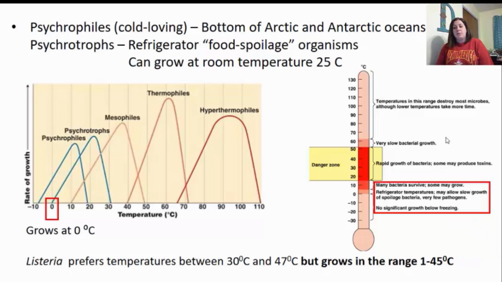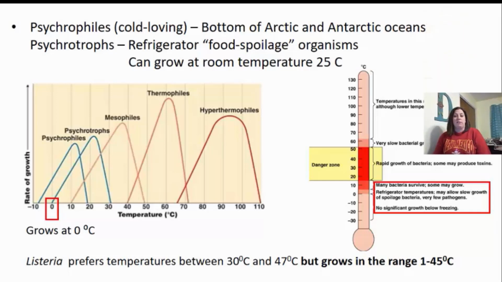The refrigerator temperatures may allow slow growth of spoilage bacteria. Very few pathogens, though, can grow in this range. Listeria is an example here. Listeria prefers temperatures between 30 degrees Celsius and 47 degrees Celsius, but it can grow in a range from 1 degree to 45 degrees. So it has a really large range, even though it prefers between 30 and 47. It can still grow as low as 1 degree.